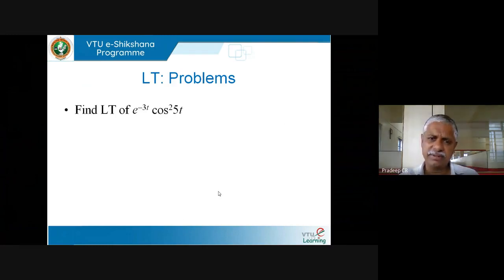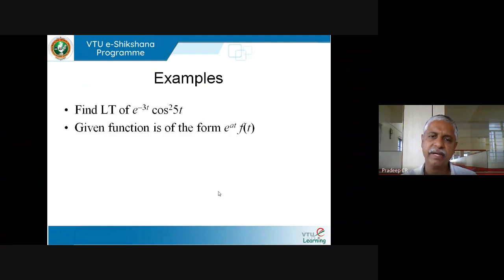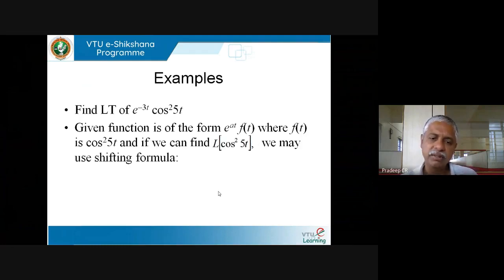I think we have finished this also, so let me quickly go through it. Laplace of e power minus 3t cos square pi t. Same thing. This is of the form e power at f(t), where f(t) is cos square pi t. Basically I need to find Laplace of cos square pi t. If I find that, then s in that should be replaced by s plus 3. That's what we want to do, correct? So you use the shifting formula, you get this.